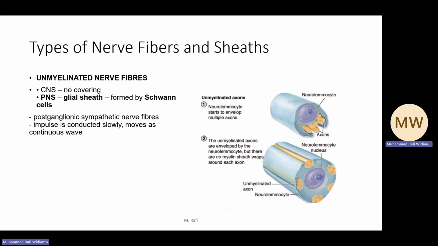In the CNS, however, they are very prevalent because, for example, our cerebral cortex has a lot of function in the regulation of information, so it would make sense why most of it would be unmyelinated. In the PNS, the fiber is not wrapped around by the Schwann cells, but it is still covered by them. So you could say that it is covered by a glial sheath, because Schwann cells are glial cells as well. And because they are unmyelinated, their impulses are conducted slowly.